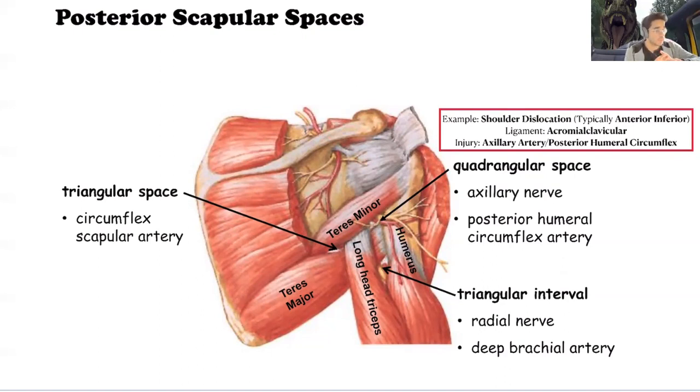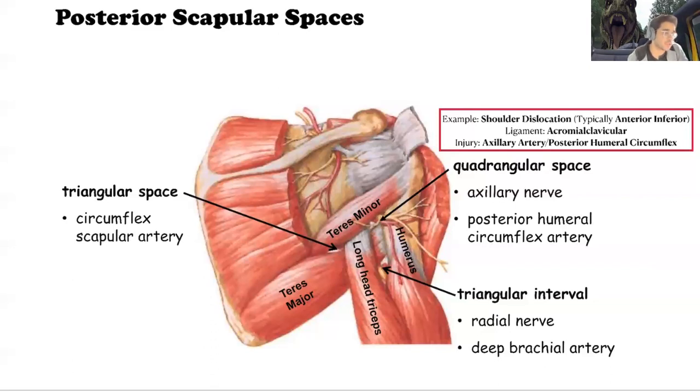So what you do need to remember is that there's the triangular space, which is like right here. There's the quadrangular space, quad meaning four. So there's four sides to it. And then there's the triangular interval, which is like right here, right? So if you guys remember that, now what you need to put into memory is what exits from each of these points, right? And the bordering for this. So I would commit this entire thing to memory.